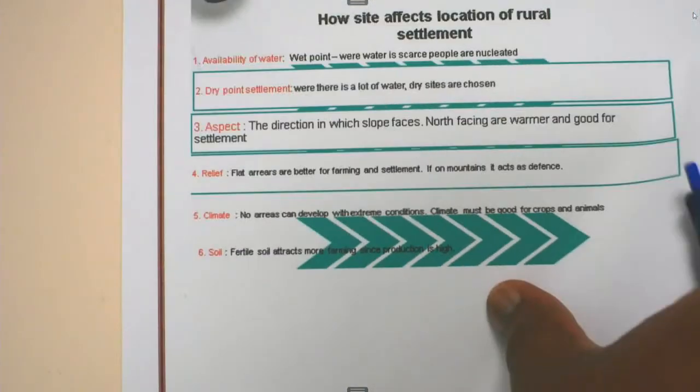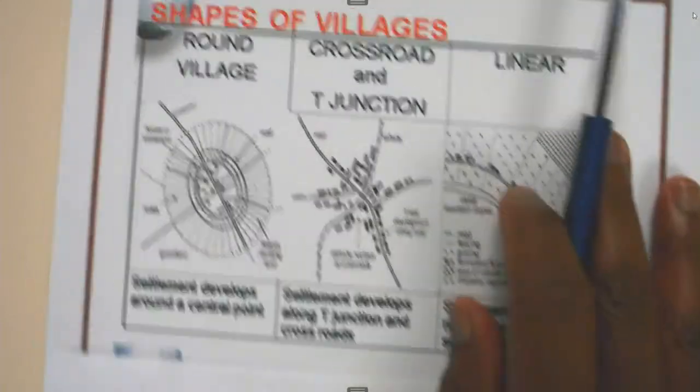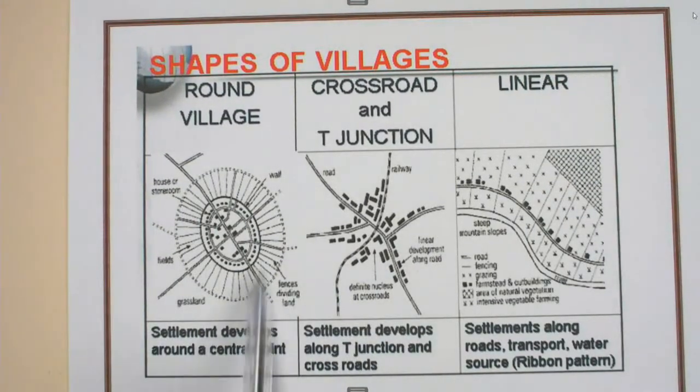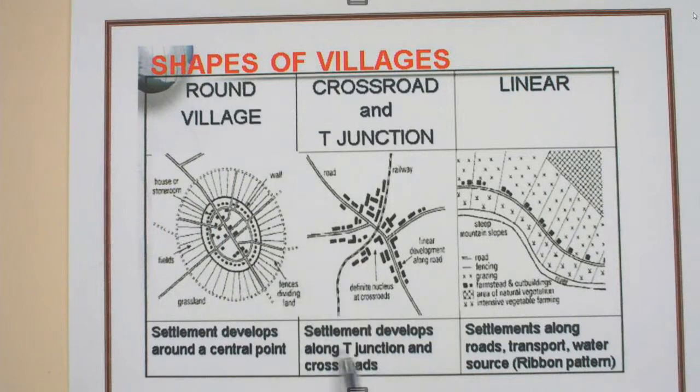Right, now let us look at the shapes of villages. We can also expect paper 2 questions from these shapes. Be able to identify them. This one is a round village. Settlements develop around a central point. Crossroad or T-junction. Settlements develop along the T-junction and crossroad. Linear. Settlements along the road, along the river or water source or transport networks.